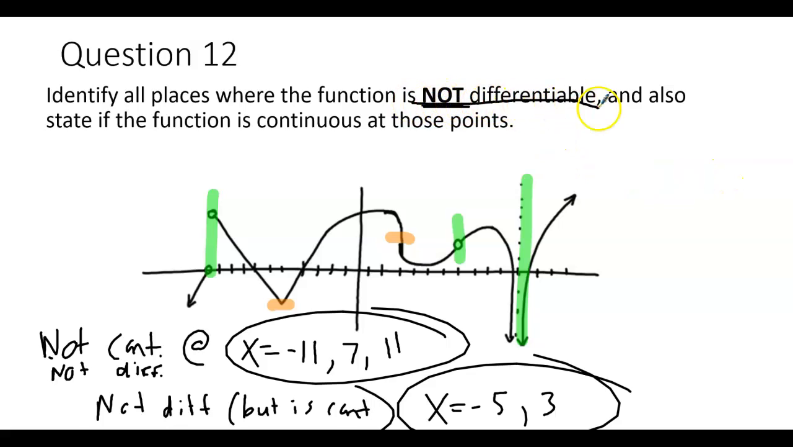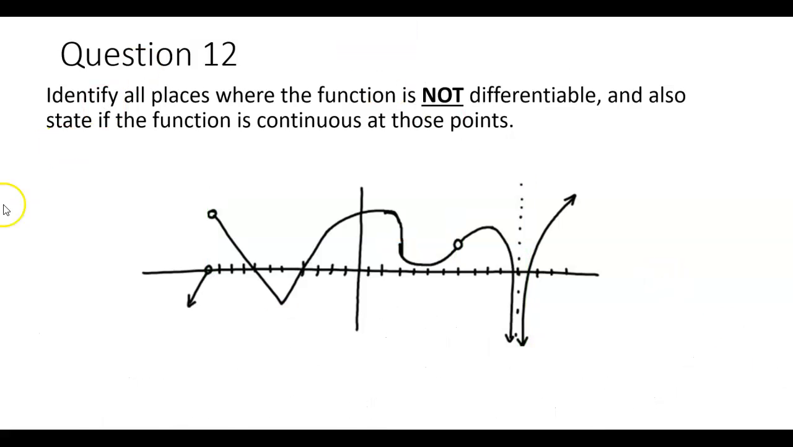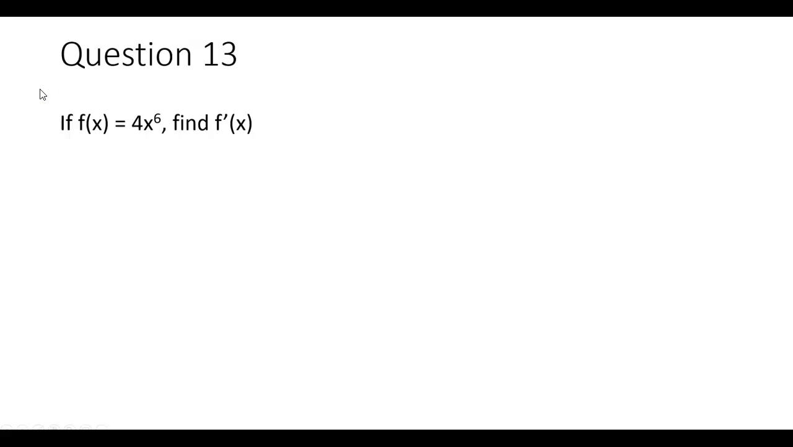So that's the answer to the first question. It's not differentiable at -11, 7, 11, -5, and 3. But it is continuous for the bottom two, whereas it's not continuous for the top 3. So that'll be helpful for your question 12, hopefully. Let's move on to question 13.